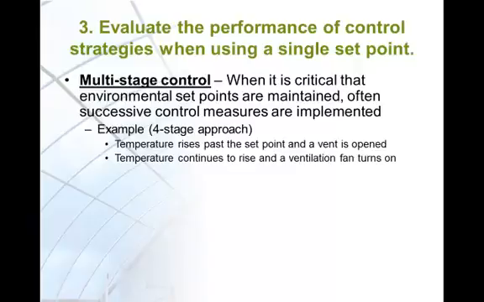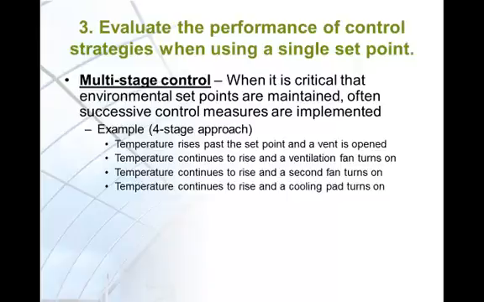The second stage increases the cooling capacity of the greenhouse. By increasing cooling capacity as the demand for cooling increases, we can smooth out the temperature oscillations from a one-stage on-off control system. If temperature continues to rise, a second fan turns on. This is the third stage. If temperature keeps rising, a cooling pad gets turned on for a fourth and final stage.